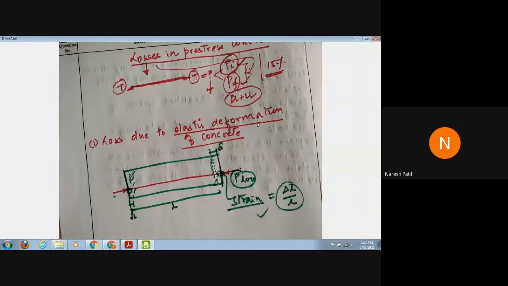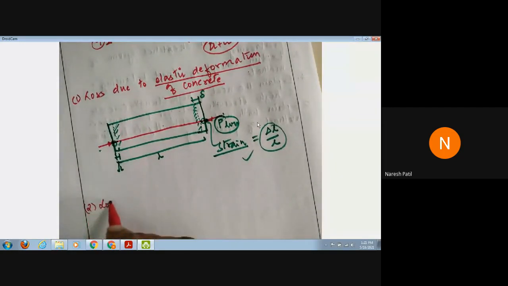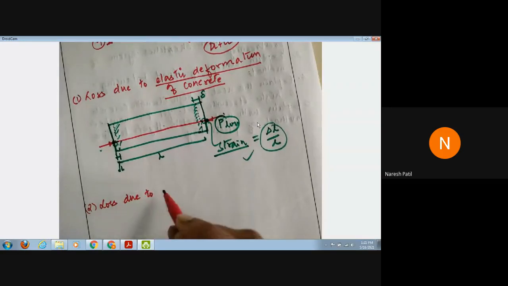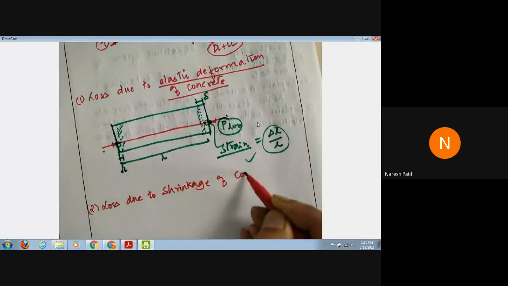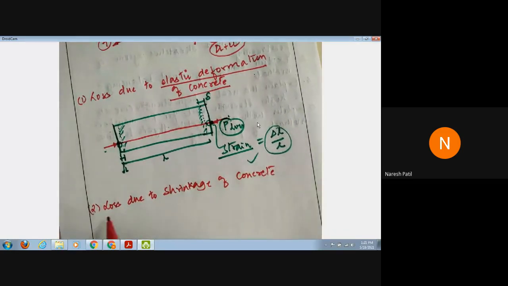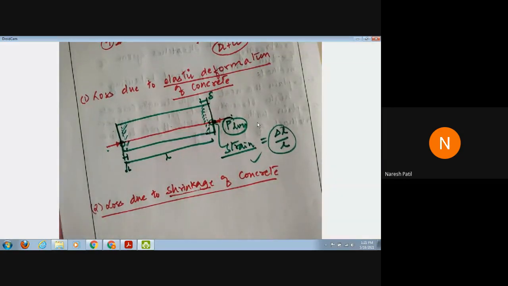Then next, the next loss is loss due to shrinkage. First you understand the theory part. Second, loss due to shrinkage of concrete. This is very simple. The concrete will shrink. When concrete shrinks, what does that mean? There will be deformation in the concrete. So when it deforms, again there will be loss in the stress.